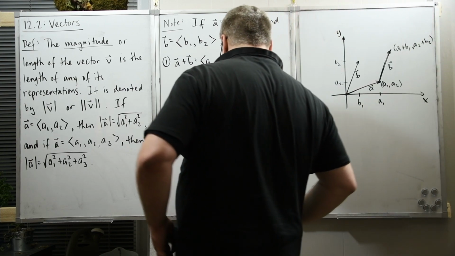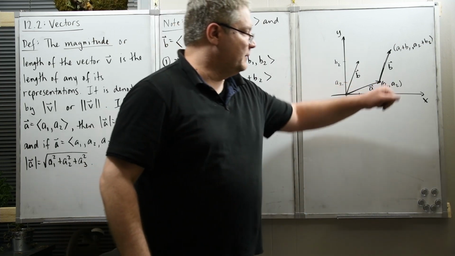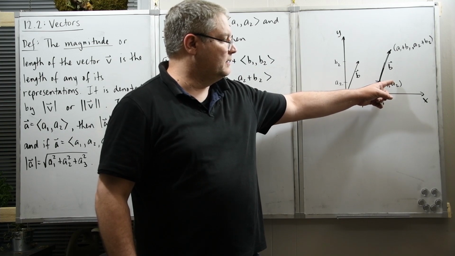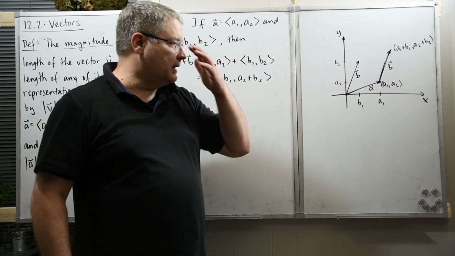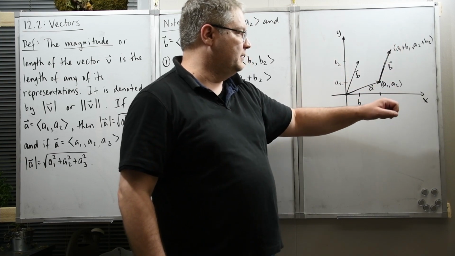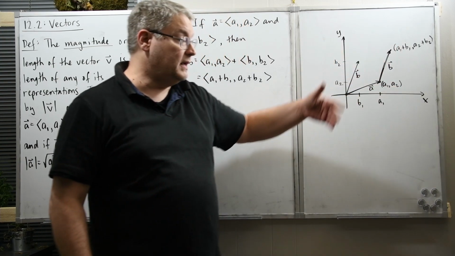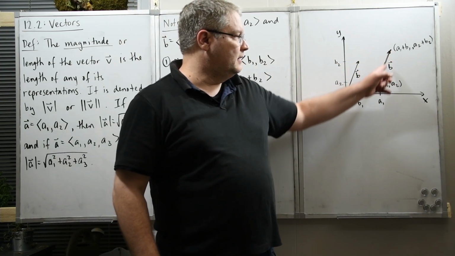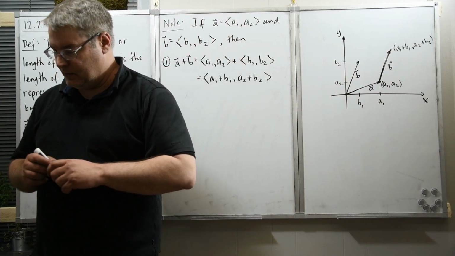So if your starting point is at A1, A2, and I have to move to the right B1 units, then x-wise I'm now at A1 plus B1. And if I have to move up B2 units, then y-wise I'm now at A2 plus B2. And so that's where the terminal point of this repositioned vector B is located.